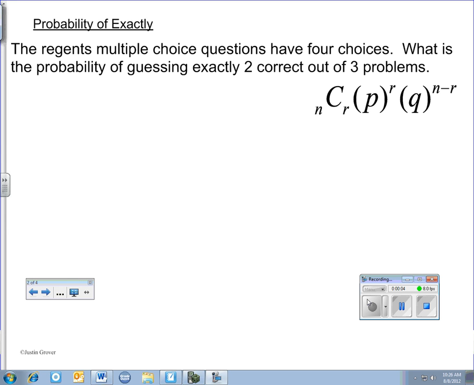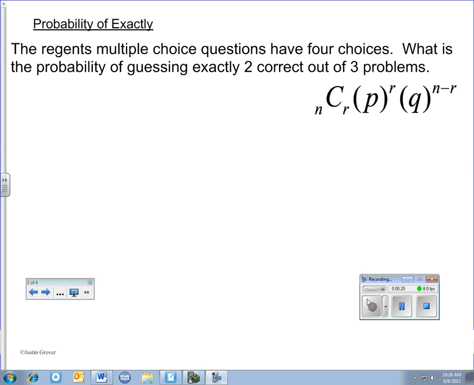Probability of exactly. The Regents multiple choice questions have 4 choices. What is the probability of guessing exactly 2 out of those 3? And we're saying guessing exactly 2 out of 3 correct. And so I have a formula over here, nCr in parentheses, p raised to the r, parentheses, q raised to the n minus r. So we need to know what these things are.